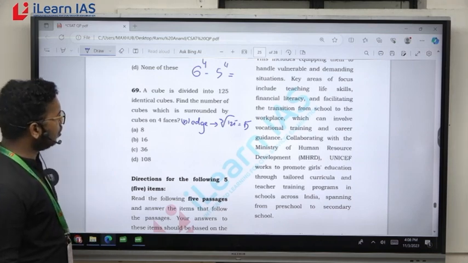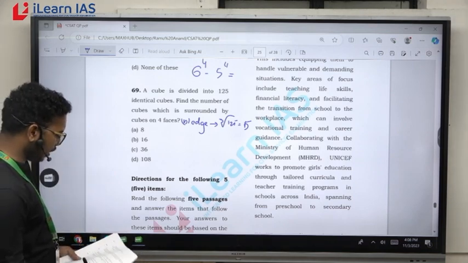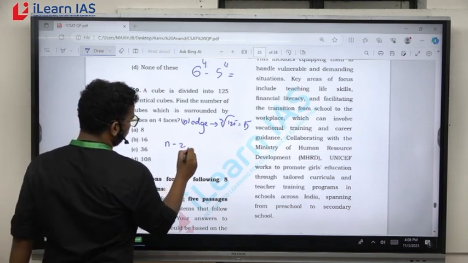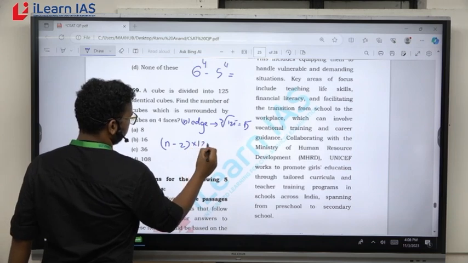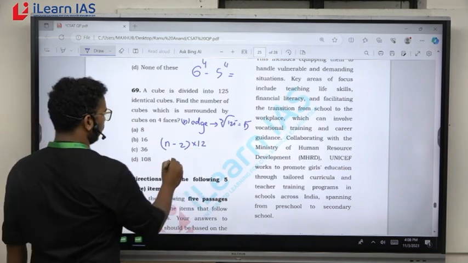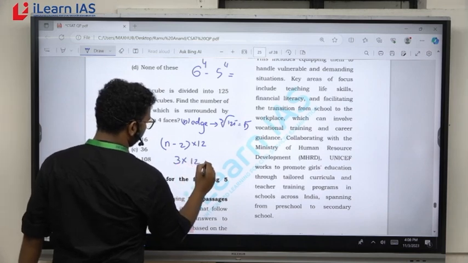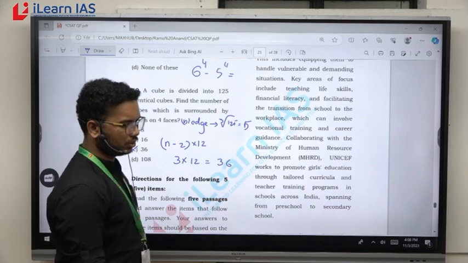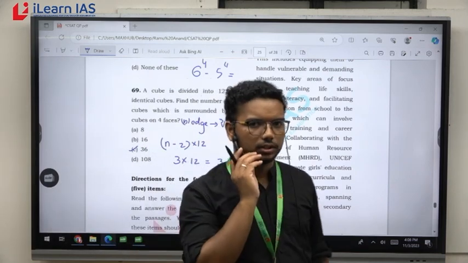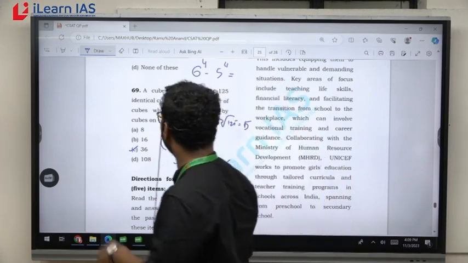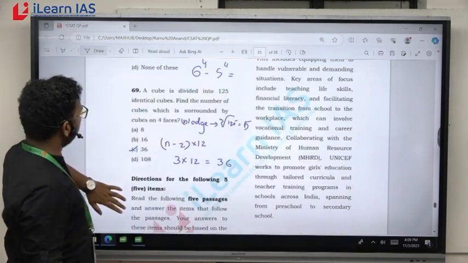The number of cubes surrounded by cubes on 4 sides is given by the formula n minus 2 into 12. So എന്താ വരിക? 3 into 12, 36. Clear? Next question.